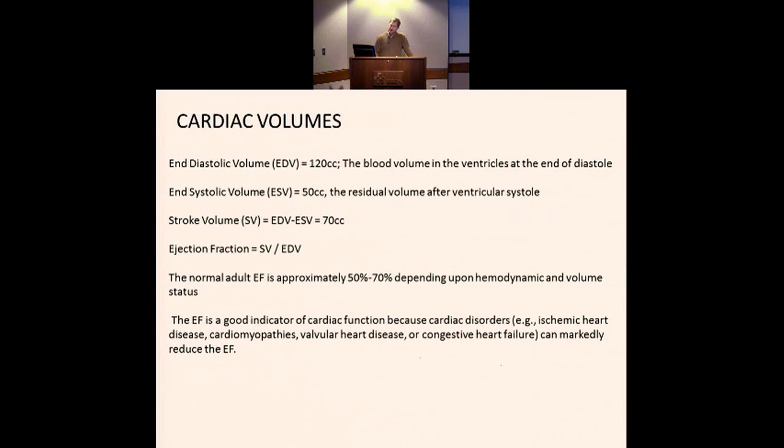Different disorders and diseases affecting your heart can affect those. Your stroke volume is the difference between the two. So with each beat, how much you're sending out into your circulation. An ejection fraction is a measure of how well your heart's working. Someone with chronic CHF will have a lower ejection fraction, like 20%, than I do right now, probably 60, 70%, something like that.